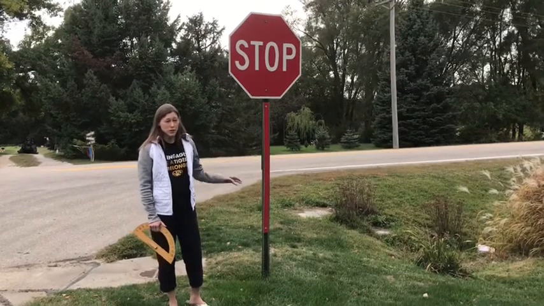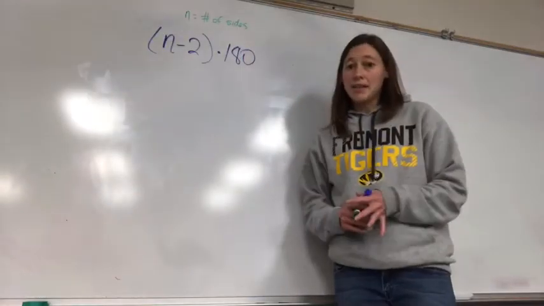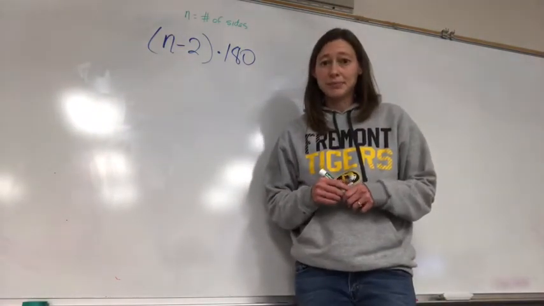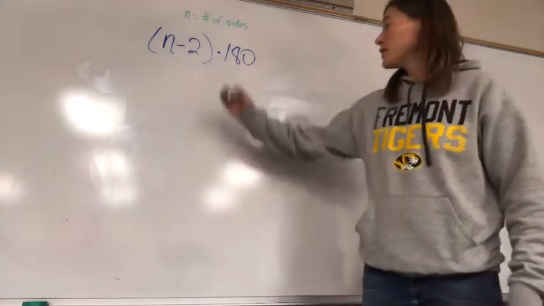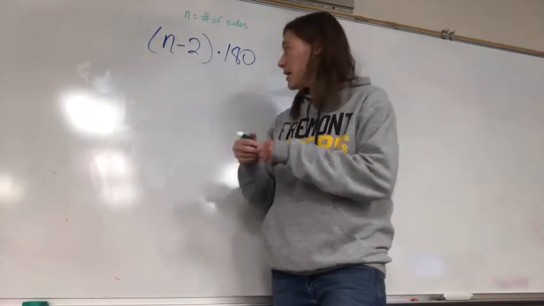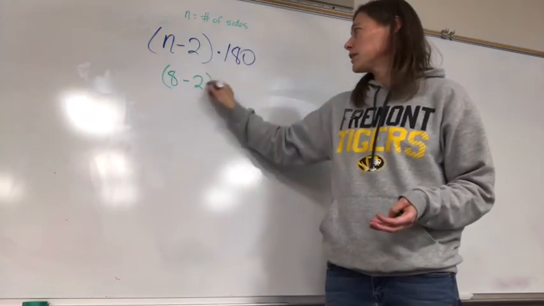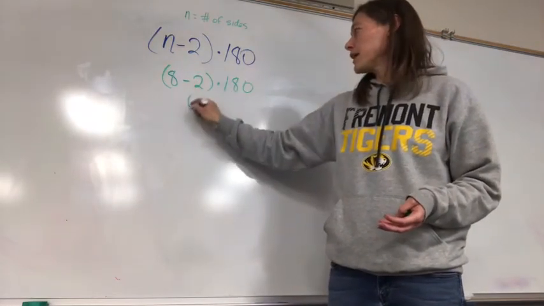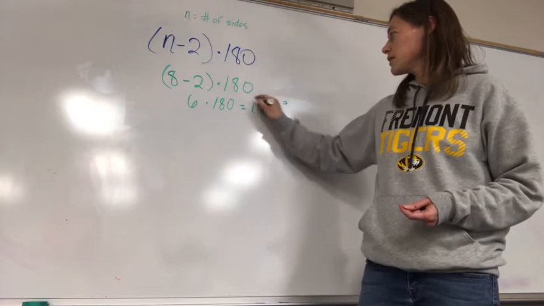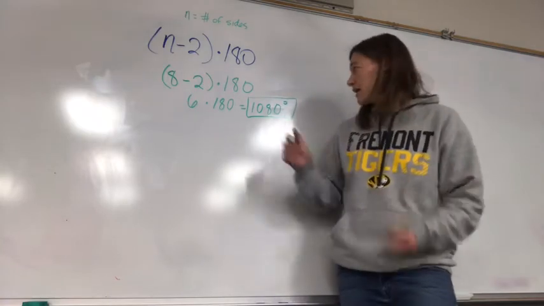I bet you've always wondered what the sum of all the interior angles of an octagon is, haven't you? Well, since you asked, I would love to show you how to find the sum of the interior angles of a stop sign. To do that, you use this formula. You take the number of sides minus 2 and you multiply it by 180. So I'm going to take the number of sides of a stop sign, which is 8, subtract 2, and then multiply that by 180. So 6 times 180 is 1080 degrees. So the sum of all the angle measures in a stop sign is 1080.